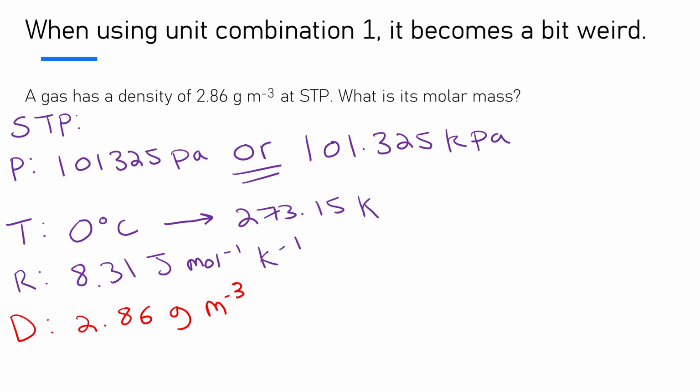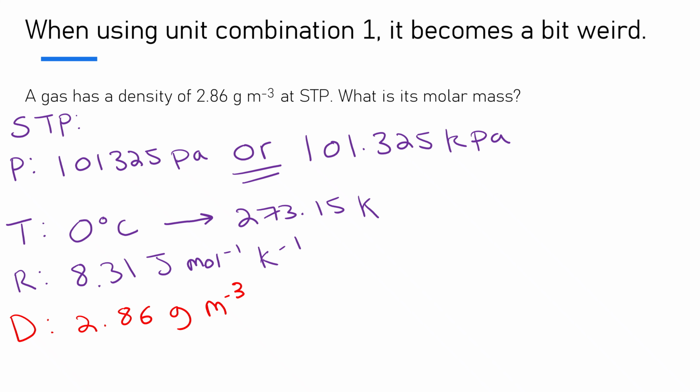Okay, so we went through that last example with unit combination 2 quite smoothly. However, if we use unit combination 1, we'll find ourselves in a similar predicament to what we experienced when calculating density with this unit combination. The problem, once again, is with the units for pressure. At STP, using unit combination 1, pressure in pascals has a value of 101,325, whereas if we use kilopascals, it's 101.325. Our temperature is still 0 degrees Celsius, which is equivalent to 273.15 Kelvin.